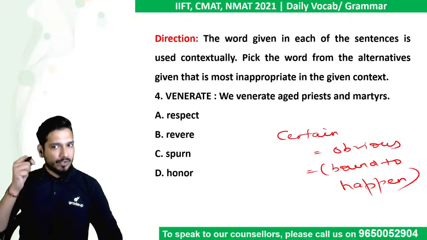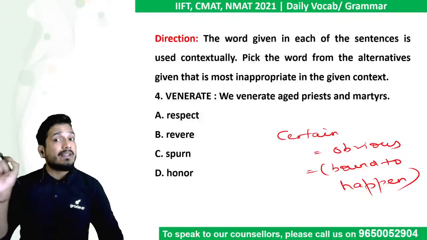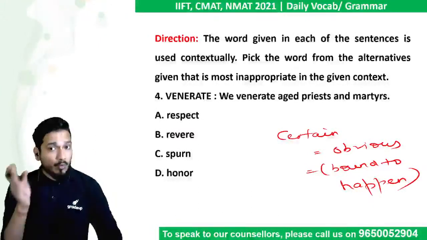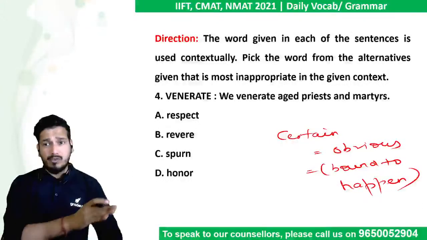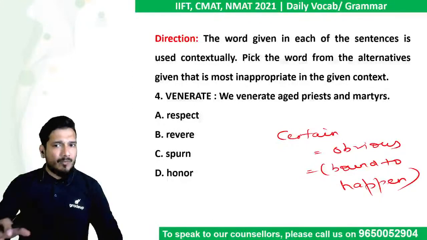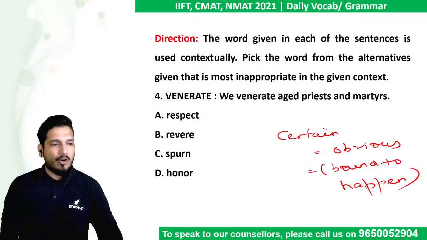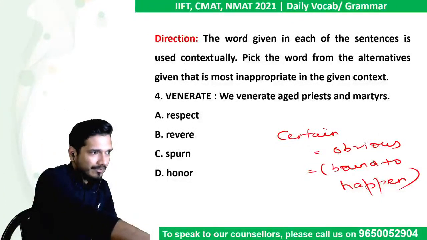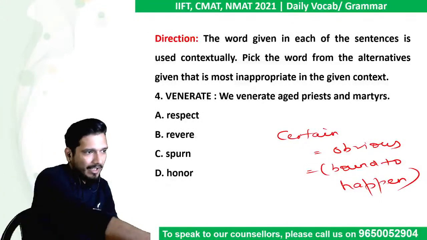You're getting it? So certain means obvious, but the context is very different. The changes were bound to happen. That's certain. The changes would happen. Okay, but the changes in themselves are very obvious, very average? No, that's not the case. Okay, sorry, we were discussing the third question. Someone had raised a query.